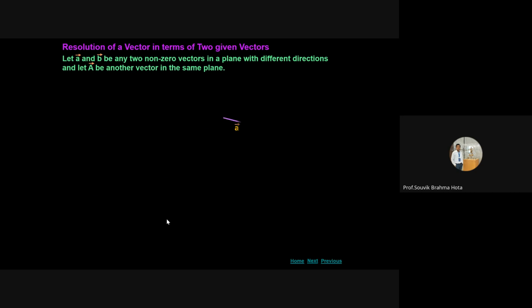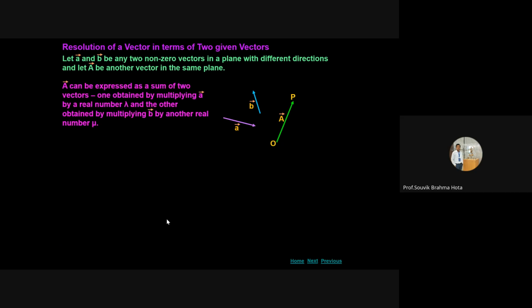Now moving to the next part, resolution of a vector in terms of two given vectors. Let's suppose a and b, two vectors, are given, both non-zero and with different directions, and let A be another vector in the same plane. Suppose this is small a vector, small b vector, and OP is the capital A vector. Now capital A can be expressed as a sum of two vectors, one obtained by multiplying a by a real number lambda, another obtained by multiplying b by another real number mu.